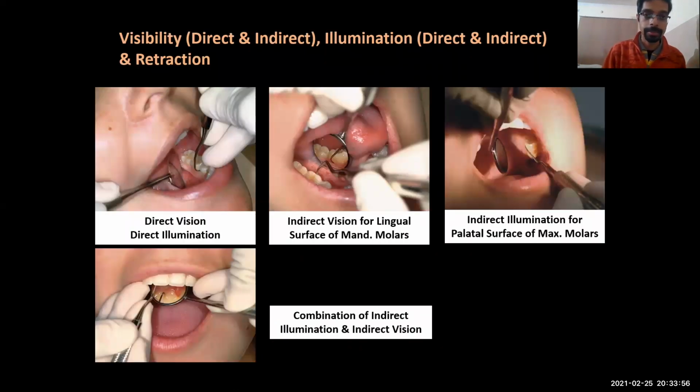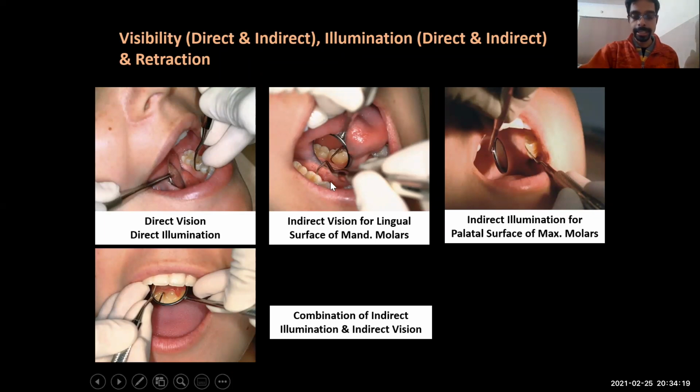Now, the next principle is visibility, illumination, and the retraction. Visibility is of two types, direct and indirect. Illumination is of two types, direct and indirect. See, this is the direct vision. I can see the surface directly through our eyes. Direct illumination, that is the light can be directly thrown on this surface.